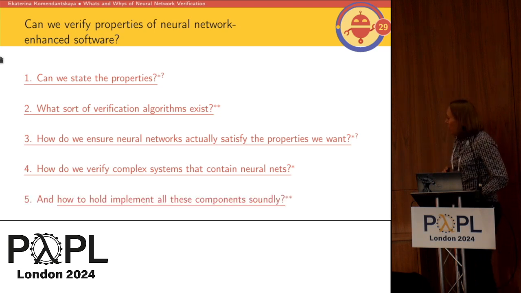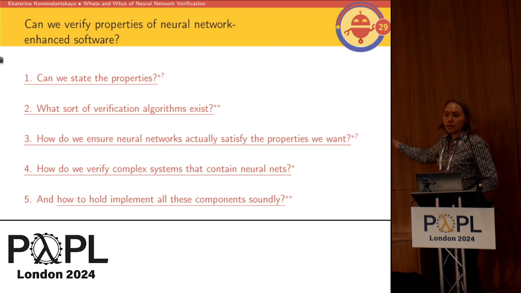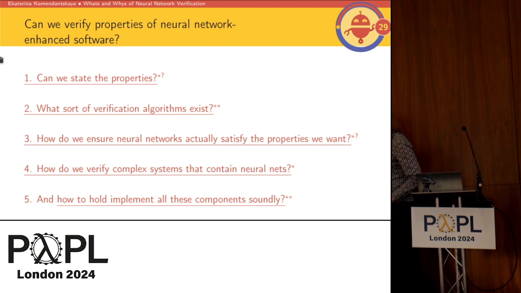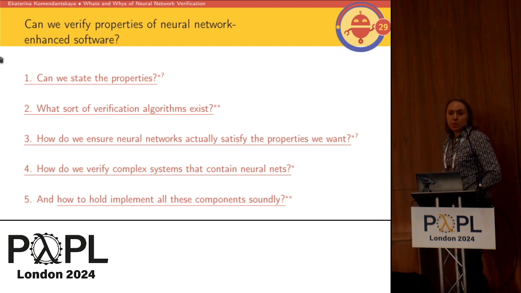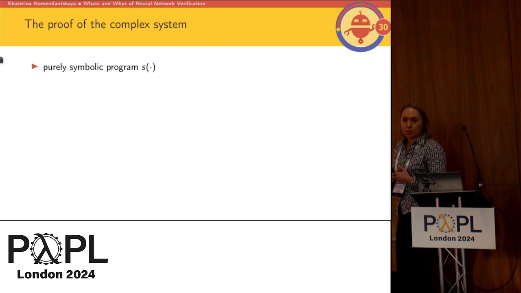And I want to add the 5th question to the mix. How to hold and implement all these components soundly? Because you have one thing, the other thing, it looks very messy. And you would think, okay, probably declarative programming can strongly help here in just having a system in which all of these components interact in some kind of safe and orderly way. So let's have a look at this complex system, which we think is particularly promising.